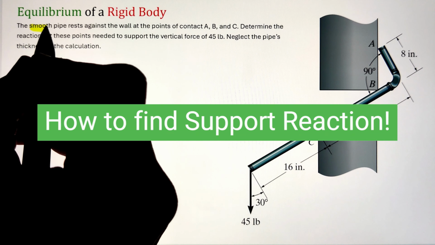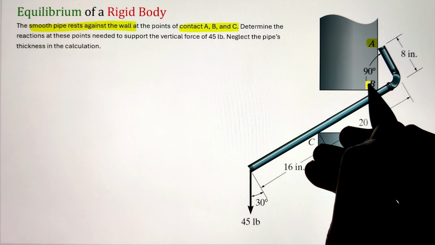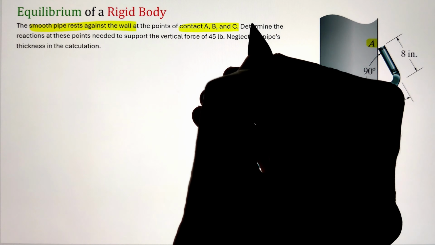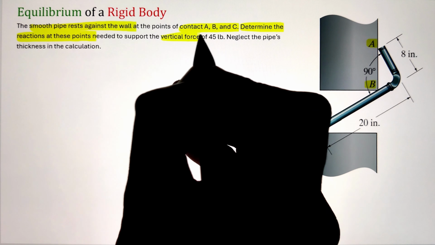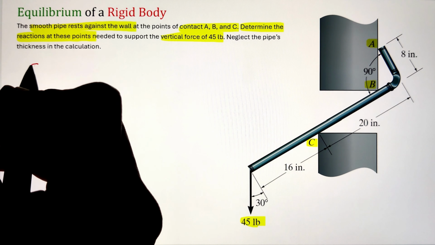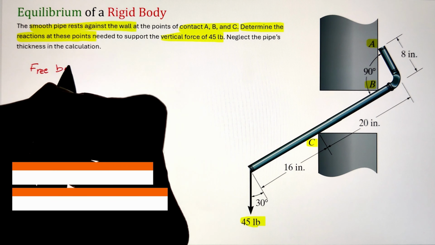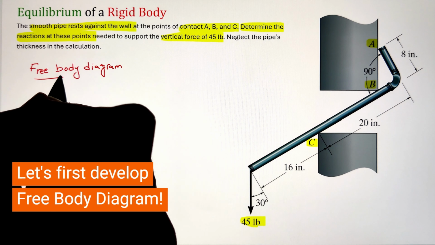In order to figure out the support reactions at the points of contact at A, B, and C between the wall and the smooth pipe, as it supports a vertical load of 45 pounds acting downwards, we can start by developing our free body diagram. For the free body diagram, we have to start by first identifying our reference point.